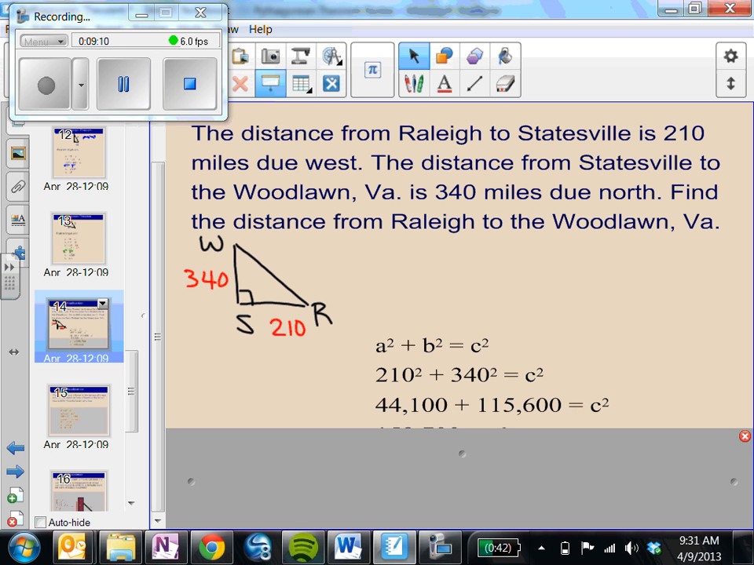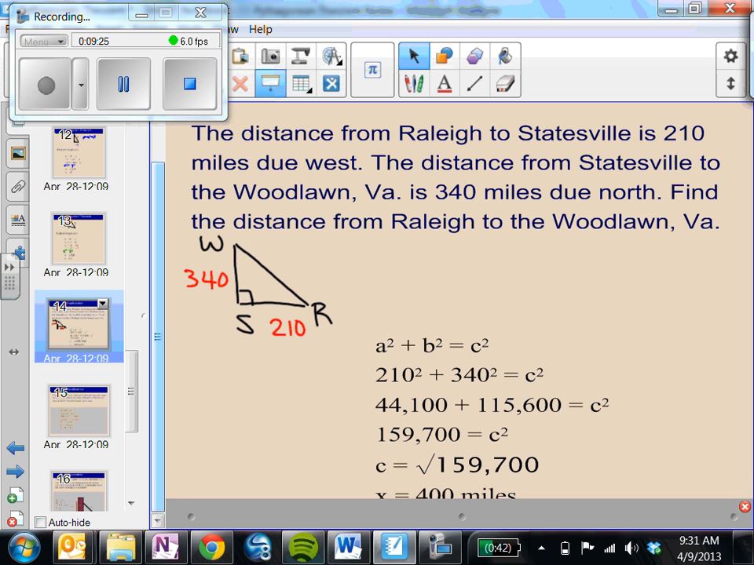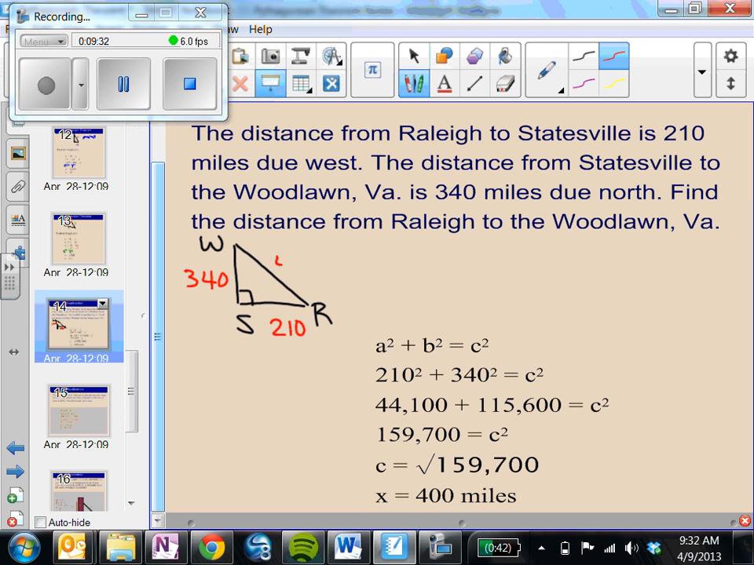We'll put that in our formula, and then we square. We get 44,100 plus 115,600. Simplify. We get c squared equals 159,700. Take the square root of both sides. We get c equals the square root of that, which is 400 miles. So the distance from Raleigh to Woodlawn is 400 miles.